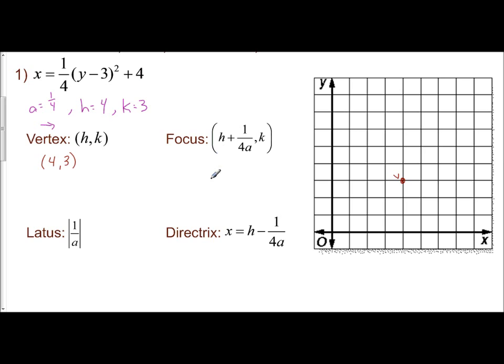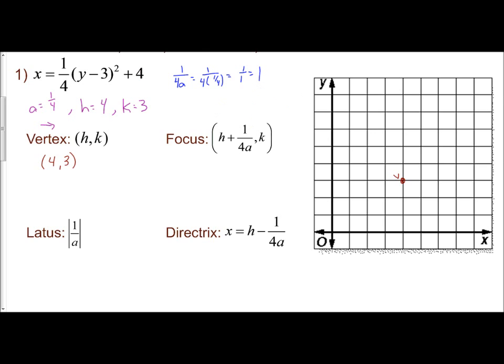Next, I go for my focus and my directrix. Both of them deal with 1 over 4a. The focus is going to be 1 over 4a units to the right. The directrix is going to be 1 over 4a units to the left. So I need to find out what is the value of 1 over 4a. So 1 over 4a, a is 1/4, so 1 over 4 times 1/4. And that's going to give me 1 over 1, which is 1. So 1 over 4a is 1.